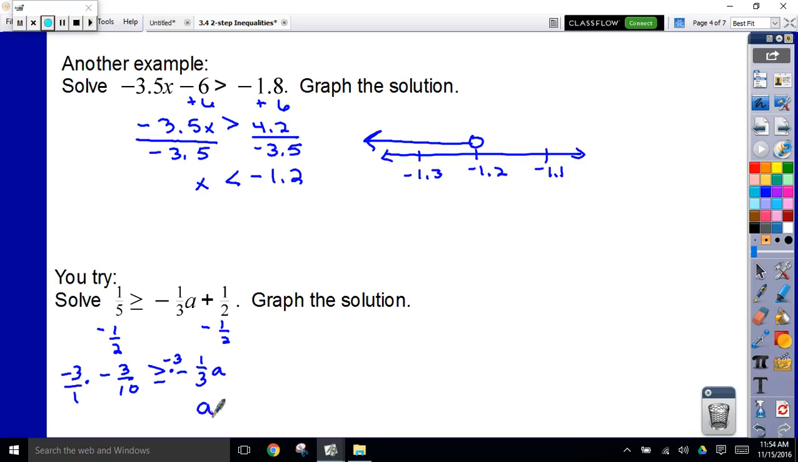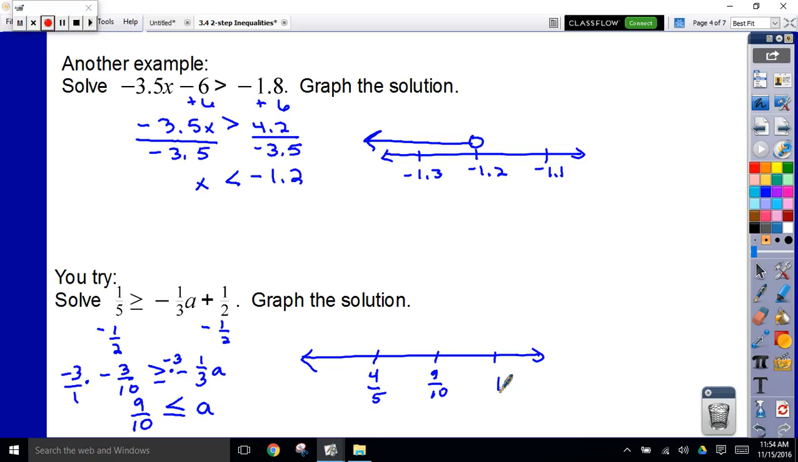I need to reverse my sign because I multiplied by a negative number. 3/10 times 3 is 9/10, and that's going to be positive because I'm multiplying a negative number times a negative number. So my graph, if I do 4/5, 9/10, and 1, because this would be 8/10, 9/10, 10/10 in their reduced form.